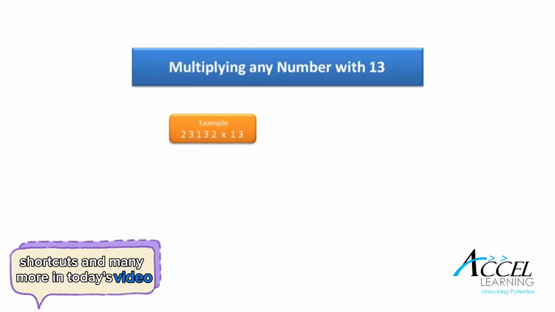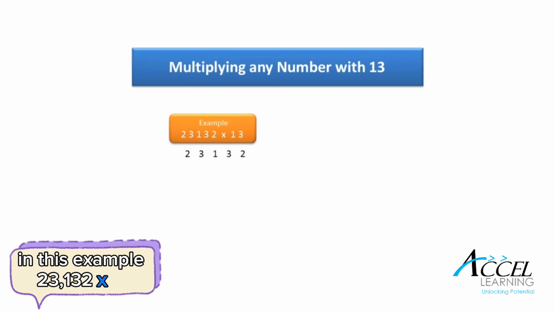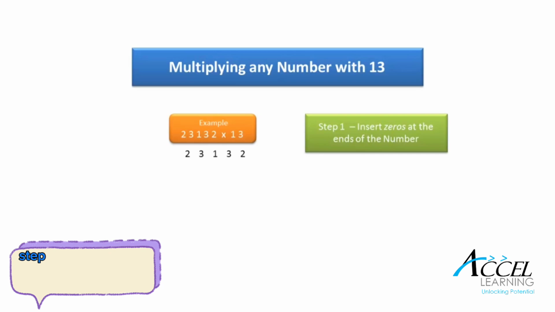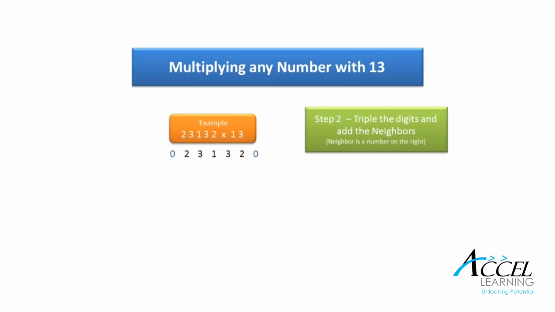In today's video, we'll be learning how to multiply any number with 13. In this example, 23,132 times 13. Step 1. Insert zeros at the ends of the number. Put 0 before 2 and 0 after the last number 2.